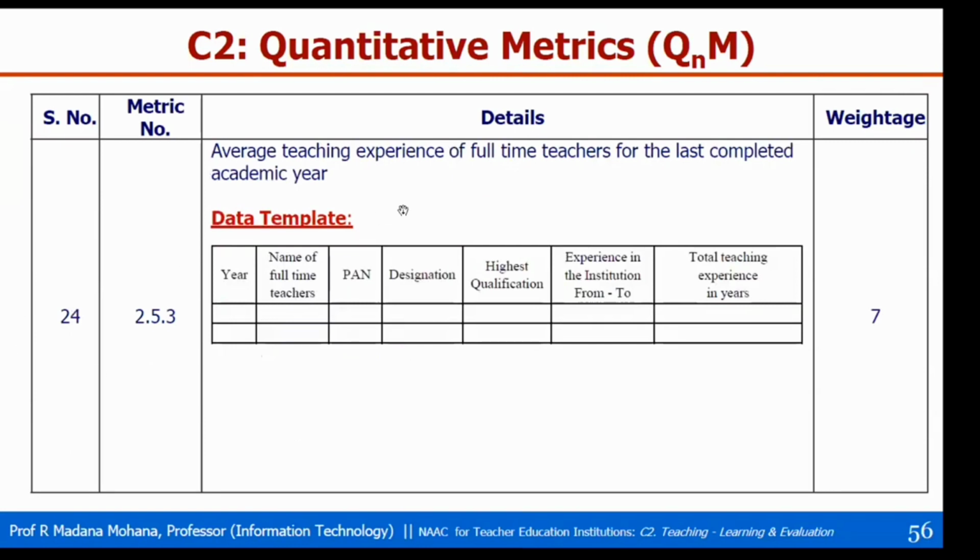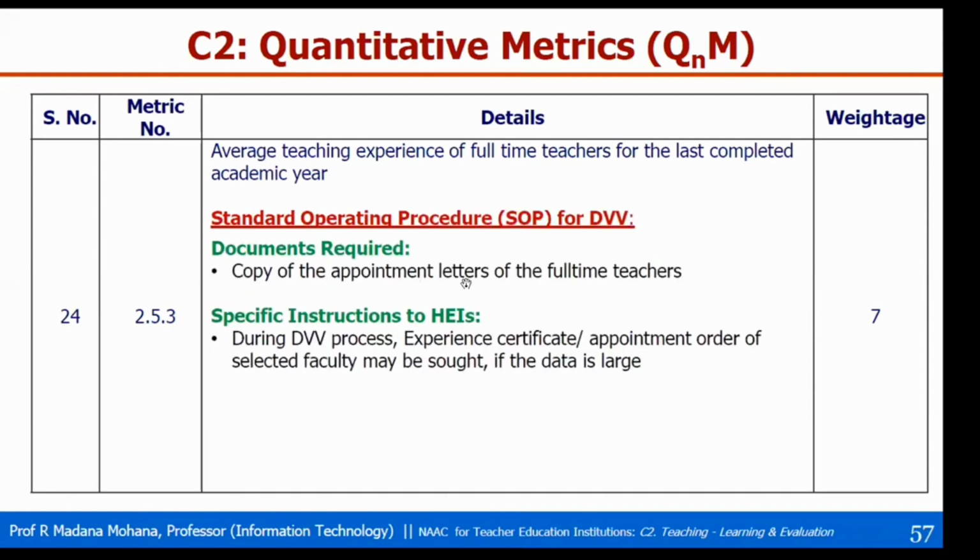The next metric is related to teaching experience. So 2.5.3, average teaching experience of full-time teachers for the latest completed academic year. So the same template, first template, faculty template, but only latest year you have to consider. So here total teaching experience in years, which carries 7 points. As for SOP, documents required. Copy of the appointment letter of the full-time teachers. Every faculty, all the 5 years, whatever the list, all the appointment orders, keep with you.